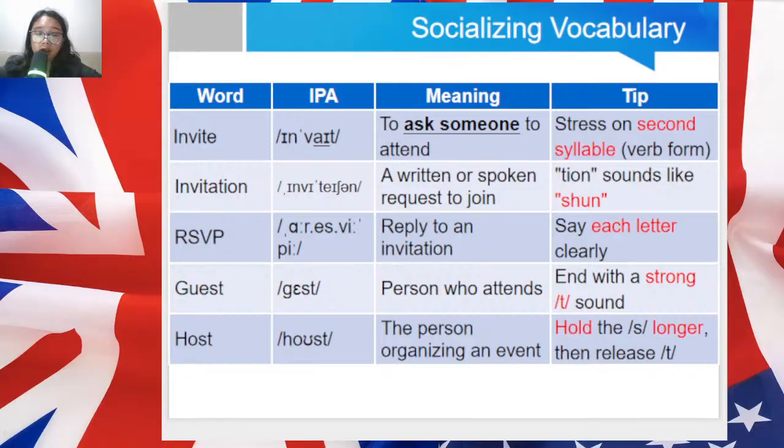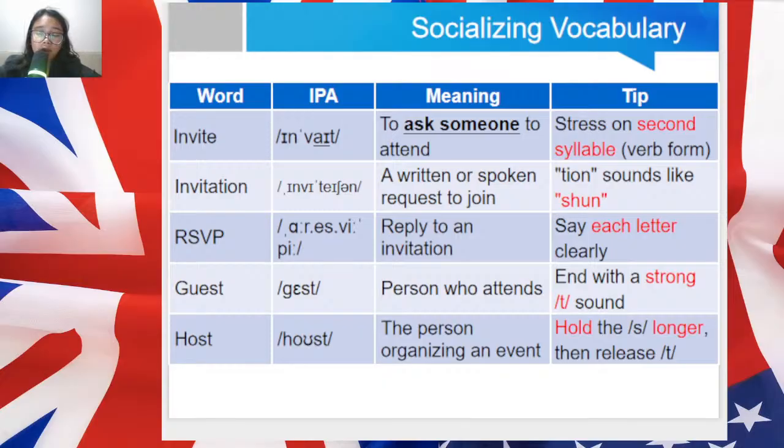When it comes to pronunciation, you just simply say each letter clearly: R-S-V-P. This is an essential piece of etiquette because the host needs to know how many people are coming to their event. Next, guest. Again, guest is the person who attends an event after being invited. So the meaning here is the person who attends the meeting, the event, and such things.